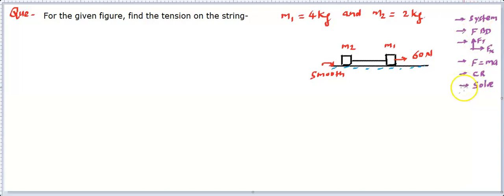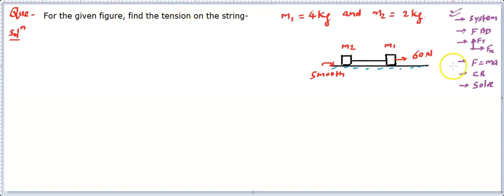So let me explain how this works, and you need to observe each and every step that I am taking over here, and follow this method. Sometimes it will be easier, sometimes it will be complicated, but the overall idea will remain the same. So let's proceed with the solution. Our focus is to find the tension in the string.